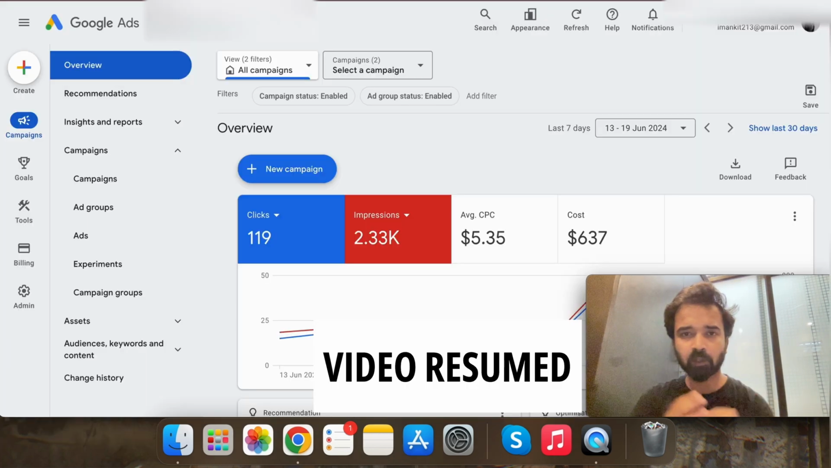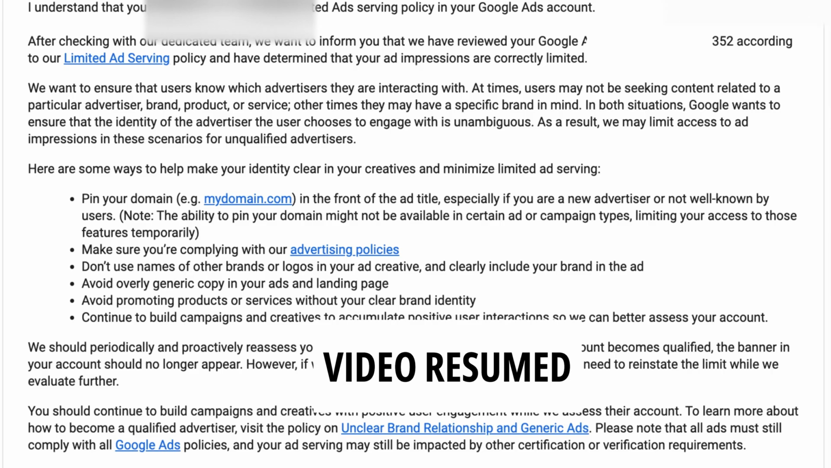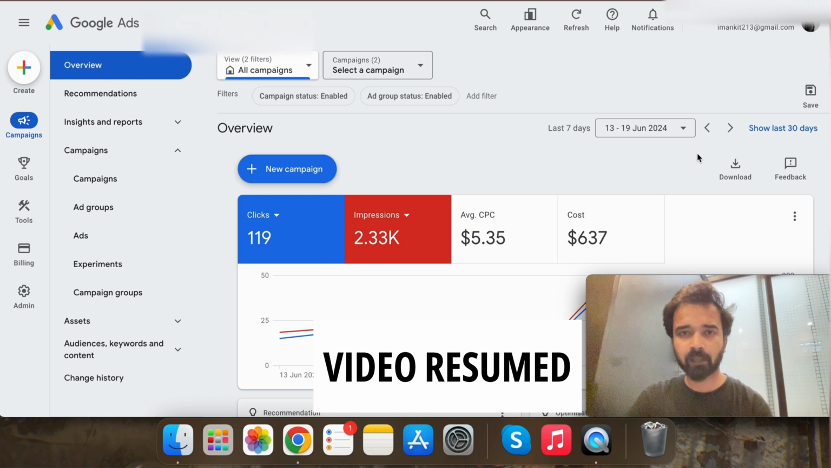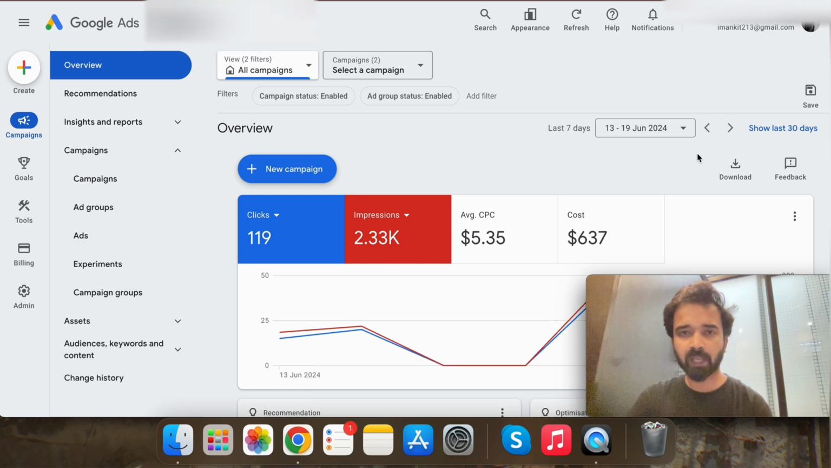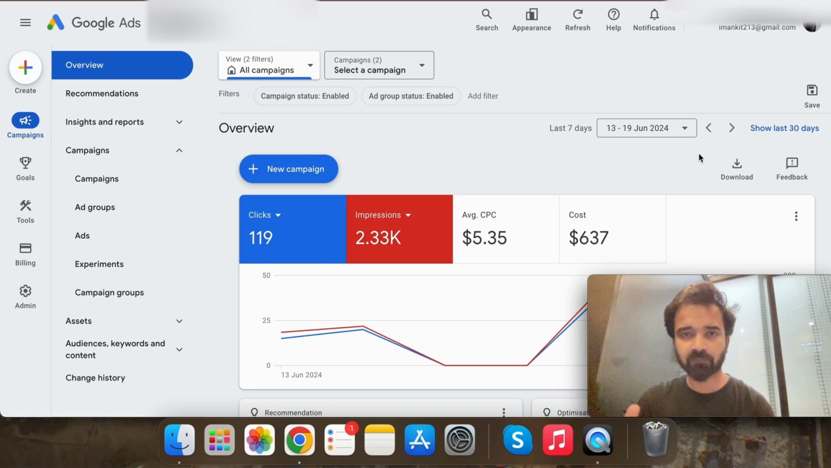One of our clients also faced this issue, and their impressions dropped by 50%. But as you see, we are Google partners, and with all the resources we have and our internal support team, we gathered all the information and compiled all the data and documents from our clients. We were successful in lifting the limited ad serving from their account.